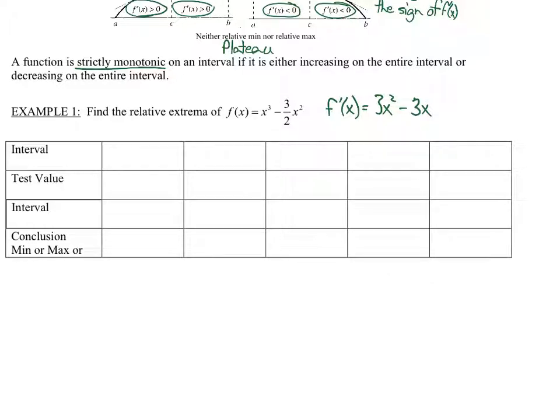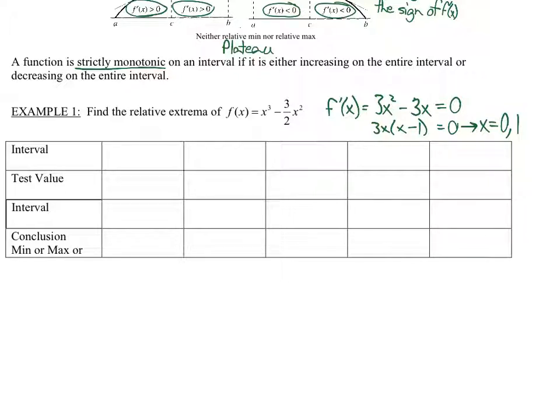If I were setting this equal to 0, I'd factor out the 3x and I'd get x minus 1. Okay? So I would get here x equals what? 1 and 0. Yeah, 0 or 1. Okay? Now, you'll notice this little table. This isn't always going to be given to you. Alright? But let's look at what we've got here.